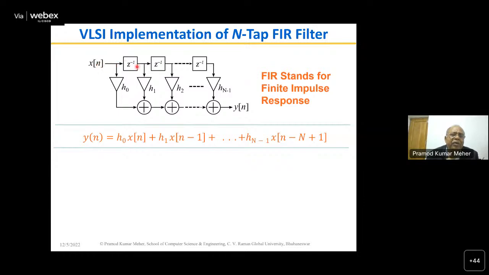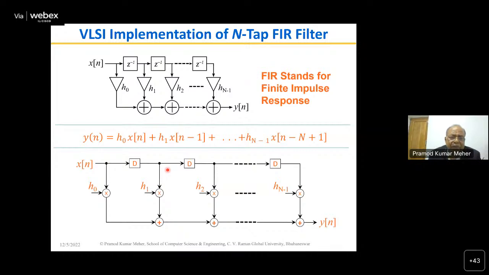So if here you have Xn, here you will have Xn minus 1. N is the current instant of time. Xn minus 1 will be the past instant of time. Here you will have Xn minus 2, the previous signal, previous to Xn minus 1. Similarly, here we will have the old signal Xn minus N plus 1. So basically, in the FIR filter, you multiply the impulse response with the current input signal and the past input signals, and the product values of impulse response and signal values are added together.